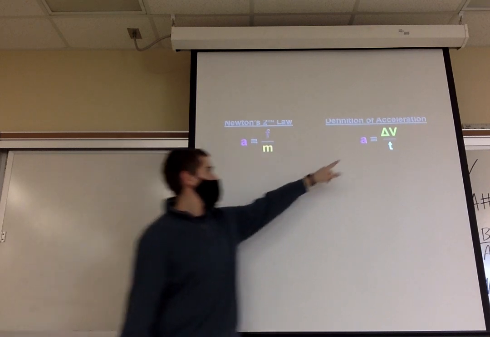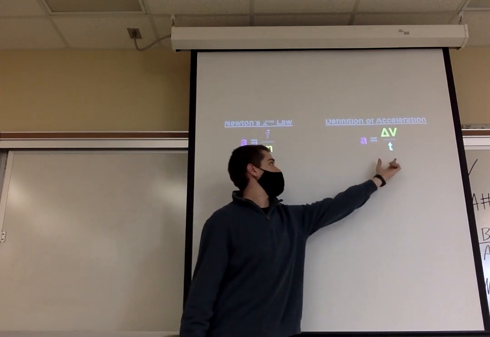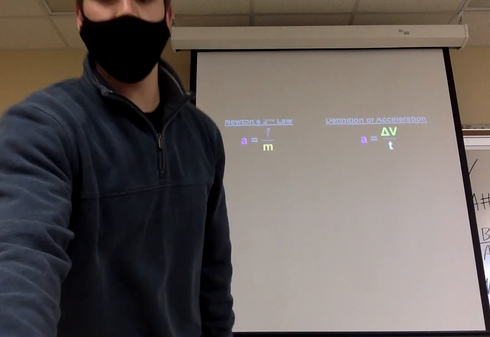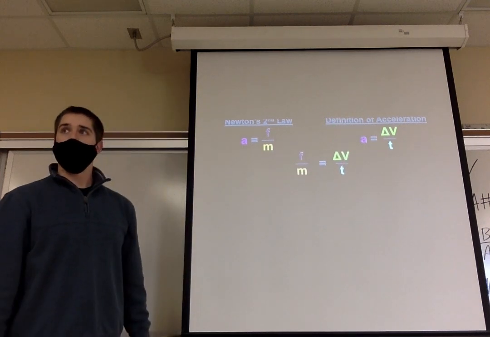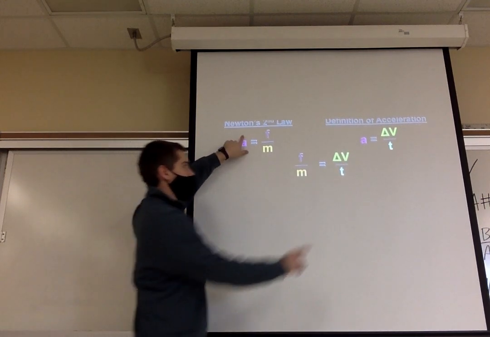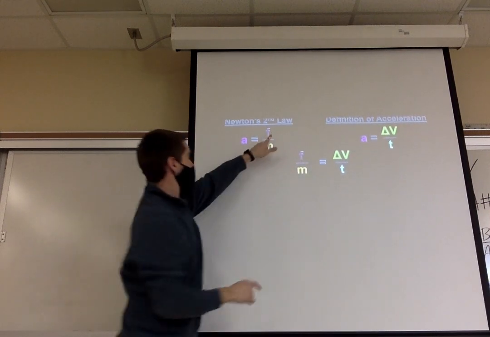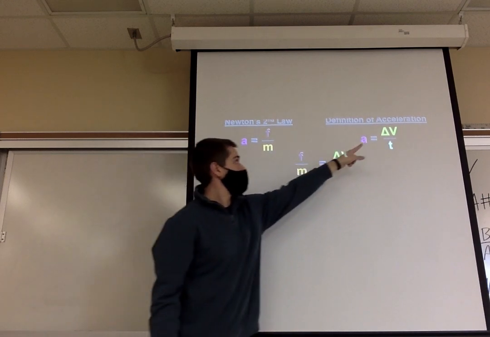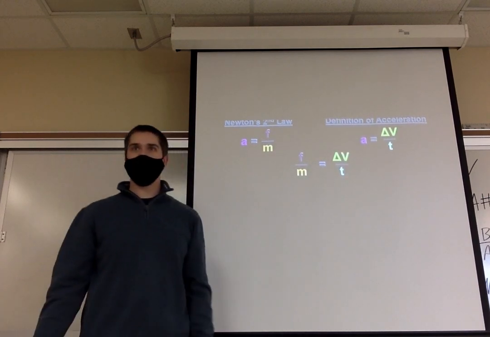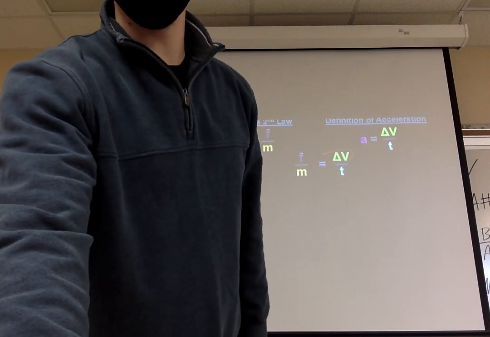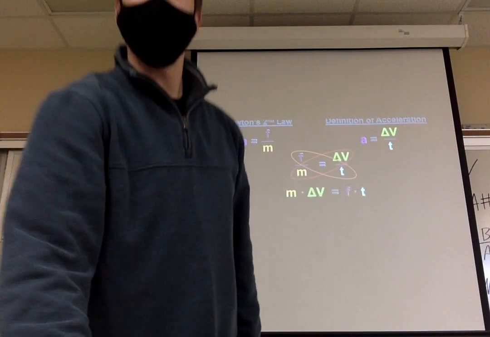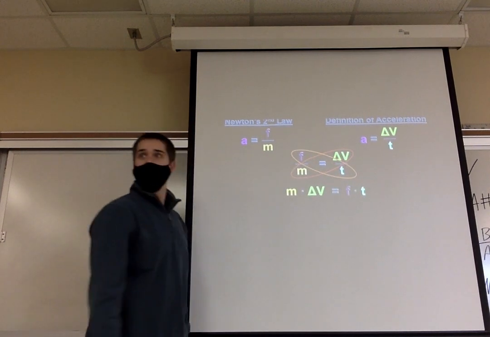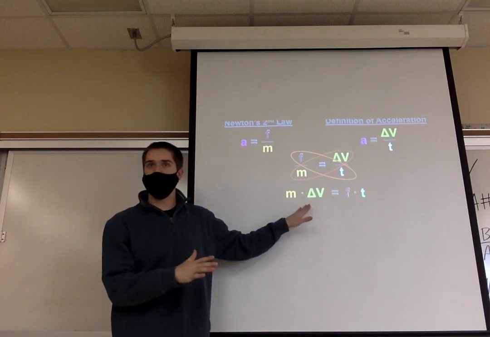I'm going to take a and replace it with this. So instead of F over m equals a, acceleration, I'm going to replace this with the definition, delta v over t. If I rearrange this one more time, I do cross multiplication. I move the m over here and move the t over here. I've just rearranged this equation. This is just algebra. You guys follow this so far? Mass times the change in velocity equals force times time. Does this look familiar?